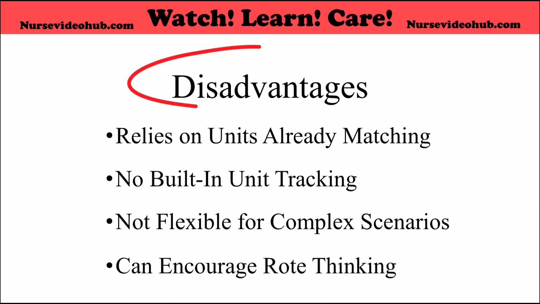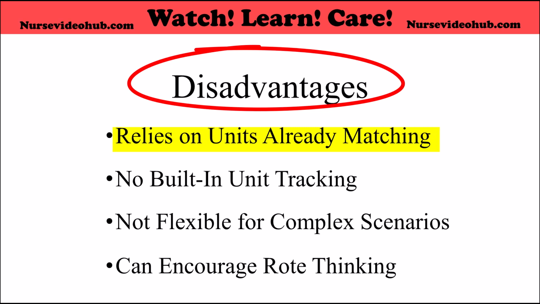Here are some disadvantages of the formula method. Number 1, it relies on units already matching. You must ensure that the units are compatible before using the formula. You can't use milligrams and grams without converting first. Number 2, there's no built-in unit tracking. Unlike dimensional analysis, it doesn't show how units cancel, which can lead to hidden errors.